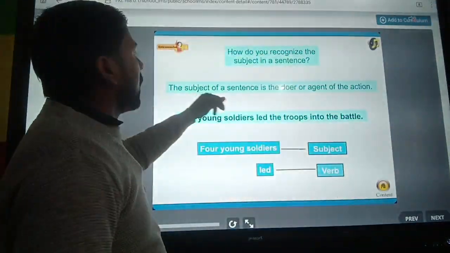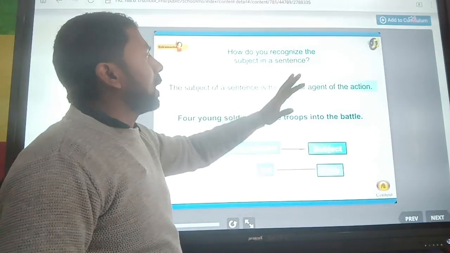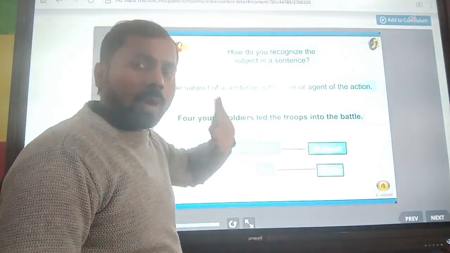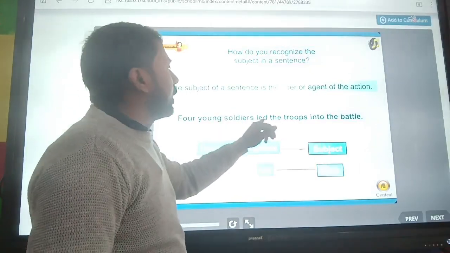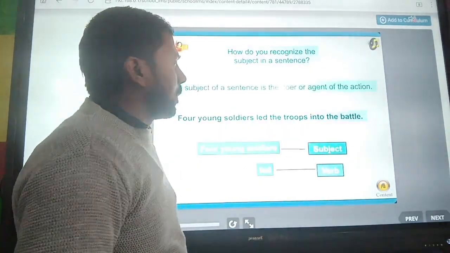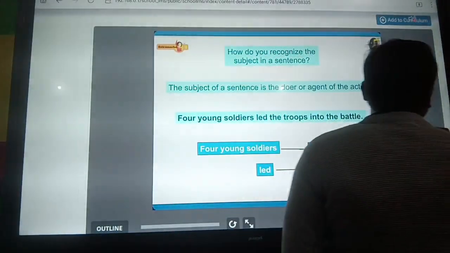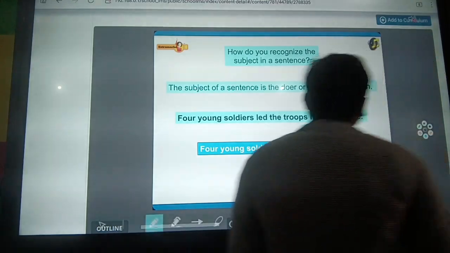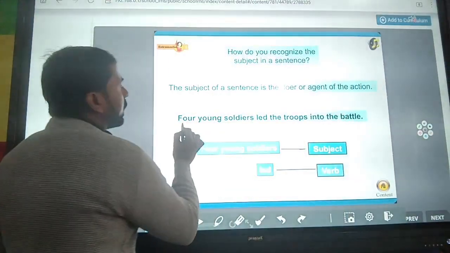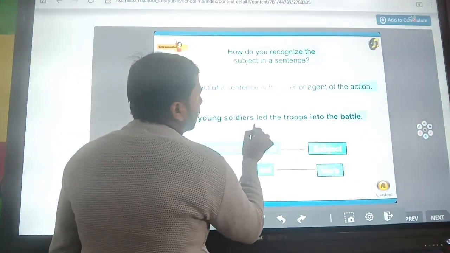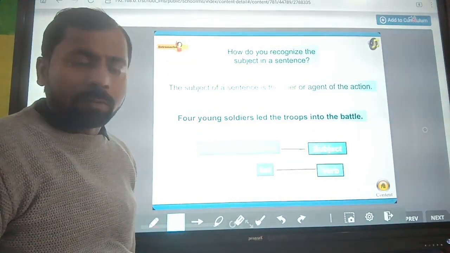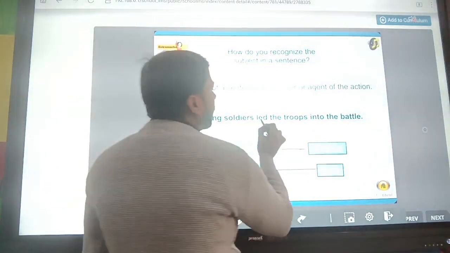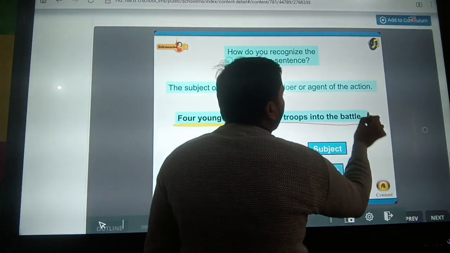The subject of the sentence is the doer or the agent of the action. You all know very well about it. Four young soldiers led the troop into the battle. In this sentence, you will see four young soldiers. It is part of the subject, and led the troops into the battle.